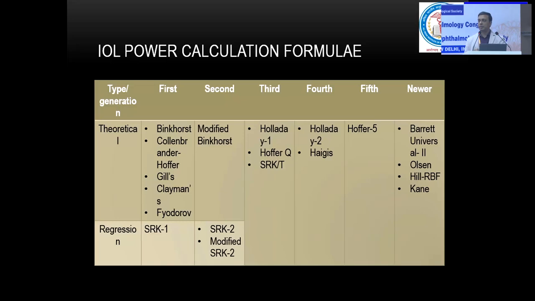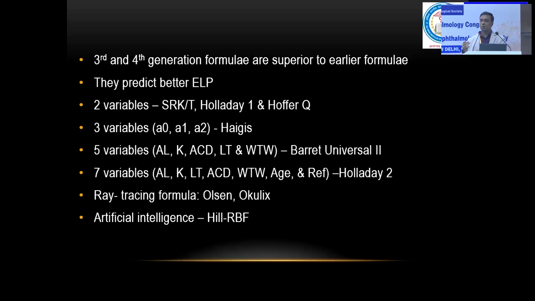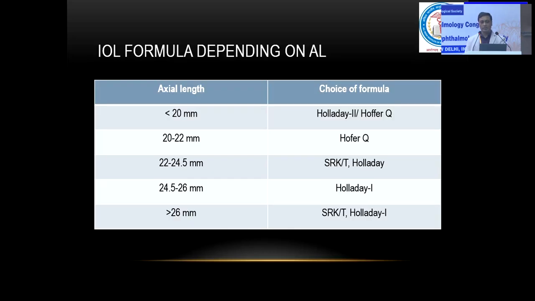So these are the different generations of IOL power calculation formulas, the newer ones like Barrett, Olsen, Hill-RBF, and Kane. These are classified according to the variables used, like 2 variables, 5 variables, 7 variables. More importantly, nowadays artificial intelligence has come into play. Hill-RBF is an artificial intelligence based formula. These are the recommendations depending upon the axial length. Different people have different choices. What I commonly use is, for less than 22 mm, go for Hoffer Q. Otherwise, Barrett Universal 2 is a universal formula which is truly named so. In other cases, you can rely on Barrett Universal 2.